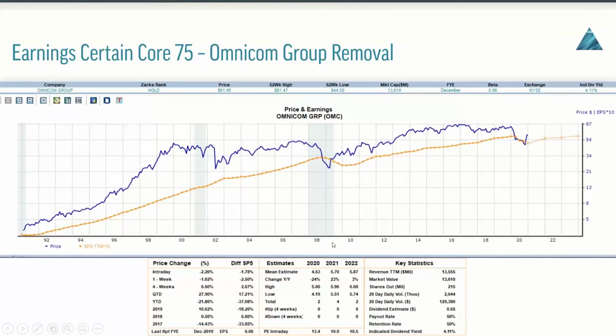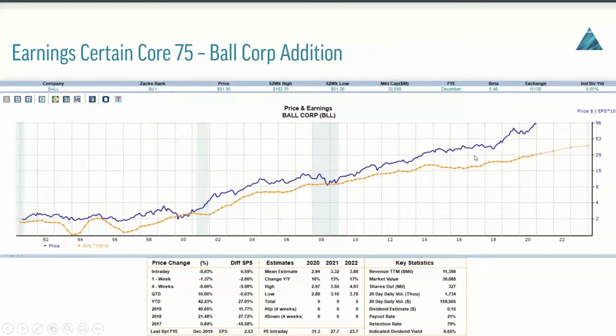Okay. So here's Omnicom Group, and you can see I've talked about what it means when these price lines end up crashing down to the earnings line. Very little faith in management's ability to deliver on these numbers. I went ahead and made the move now, and you'll see why here in just a minute. But Omnicom is out, and this is the reason why.